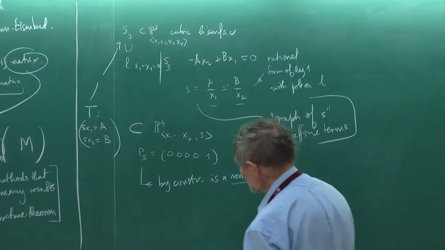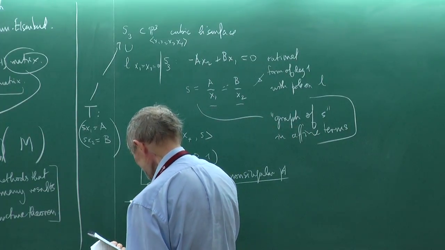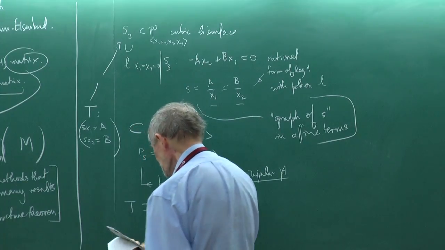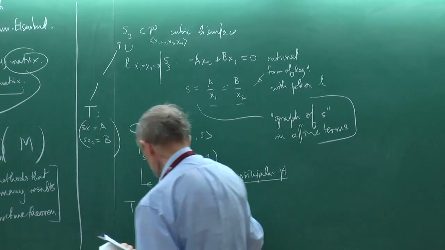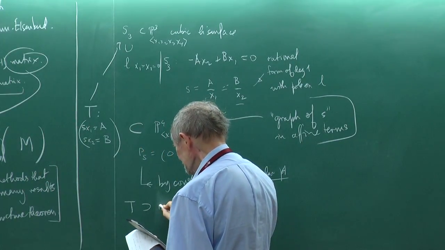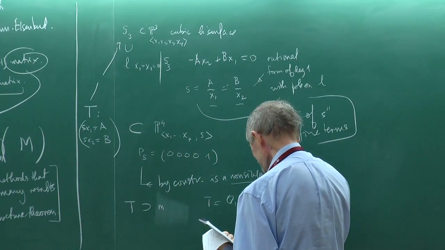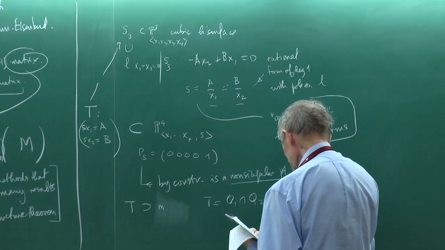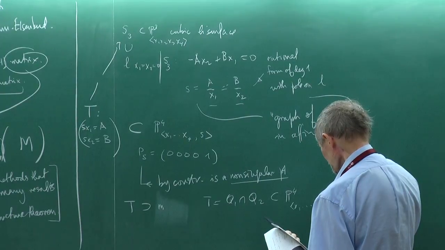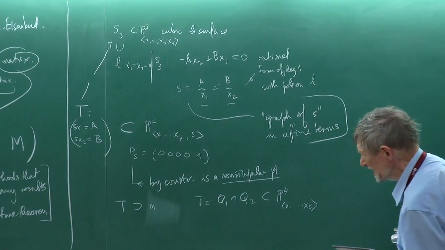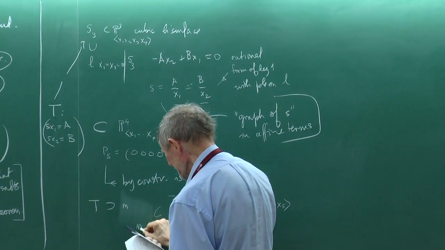Yes, and so if T contains in its turn a line L, let me call it a different name. So now I have T is Q1 intersect Q2 in P4, and let me just ignore the old coordinates. These are x1 up to x5. Suppose that I've got a line M in there.